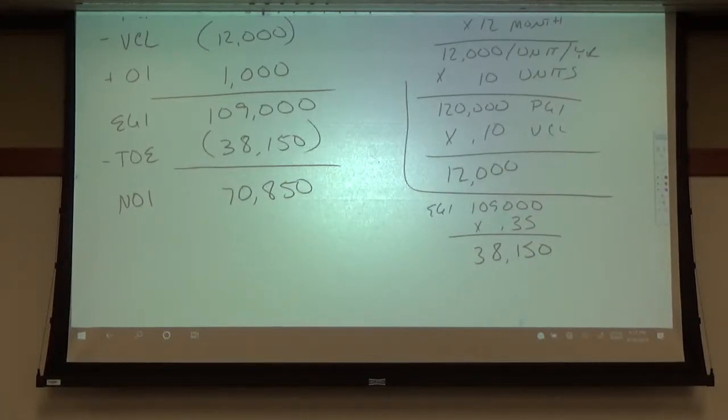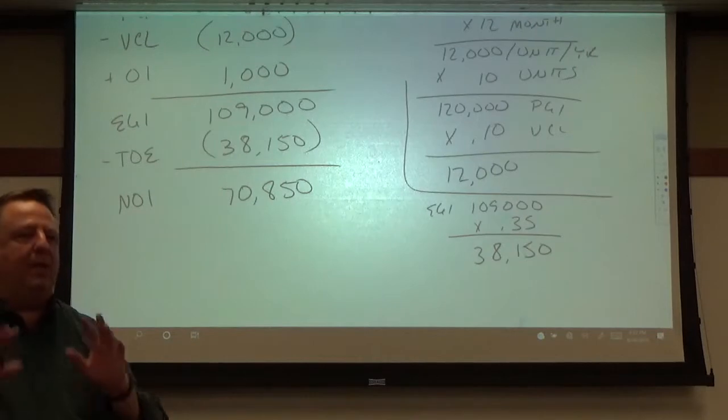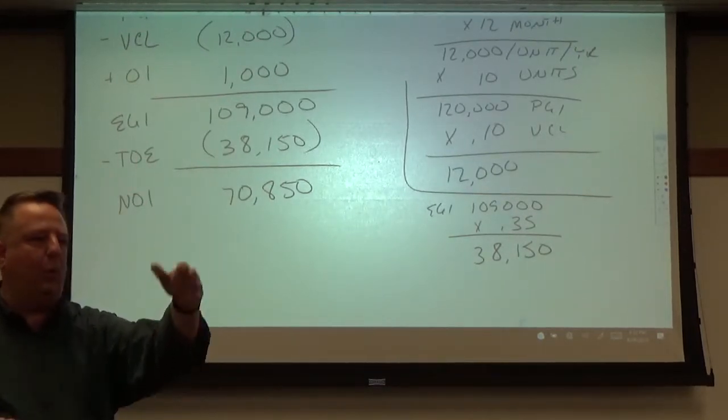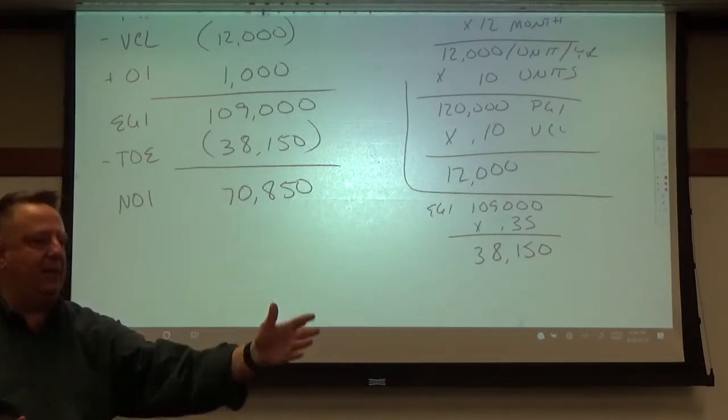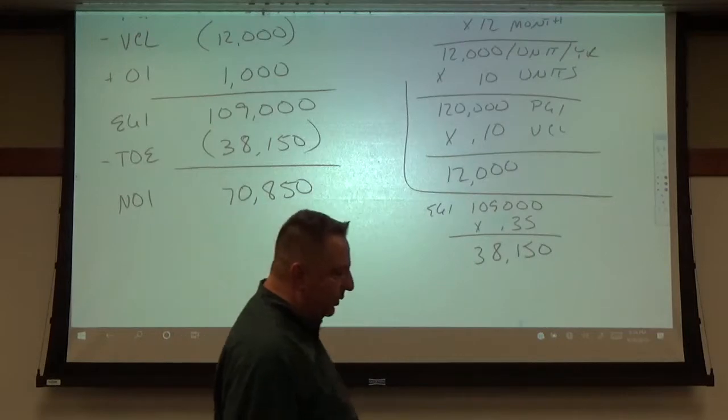Because this is a number that reflects the income the property is generating, the vacancies, the other income, the operating expenses, and so this is kind of the real number that, okay, I get to keep this amount, with the exception of paying for a loan, with the exception of paying for income taxes and that sort of thing.